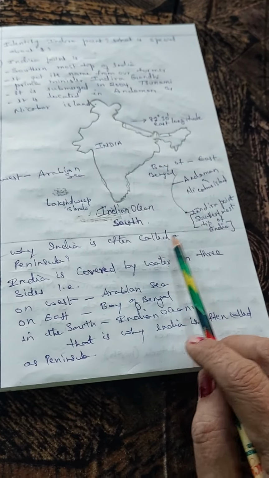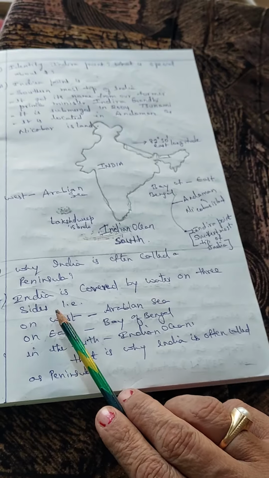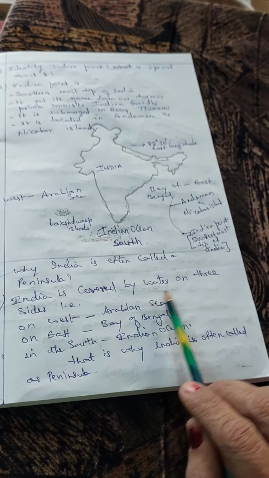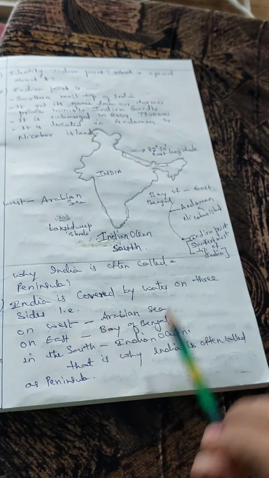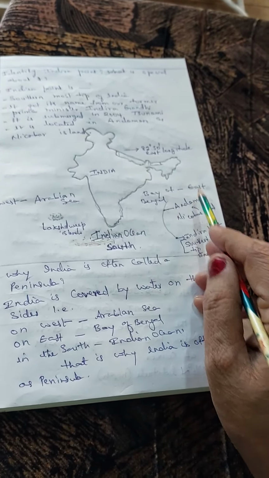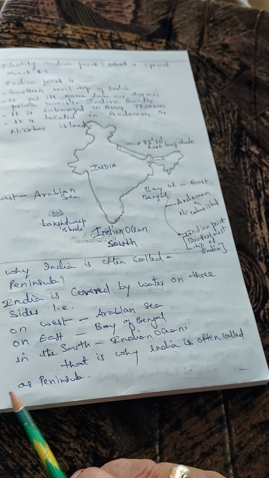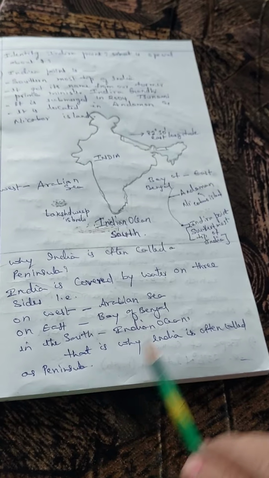Next, why India is often called a peninsula. That also I have shown, children. India is covered by water on three sides. That is, on the west Arabian Sea, on the east Bay of Bengal, and in the south Indian Ocean. That is why India is often called a peninsula.